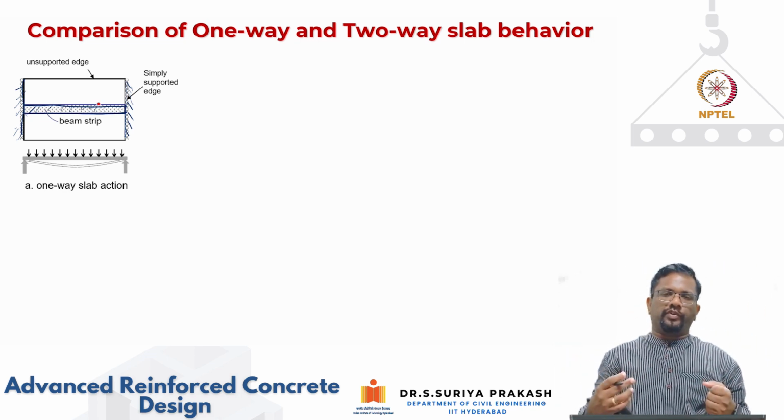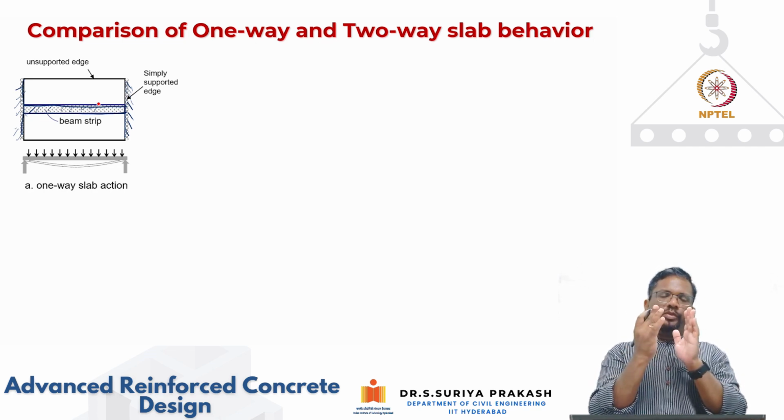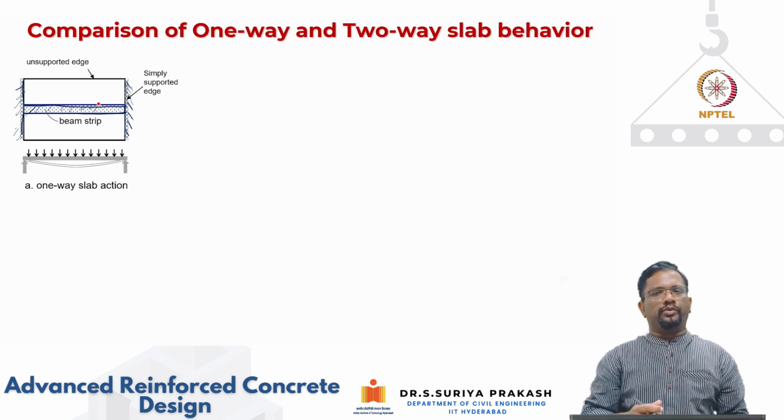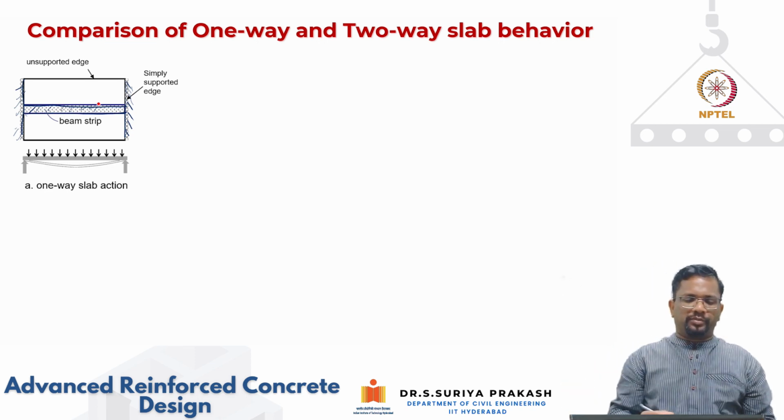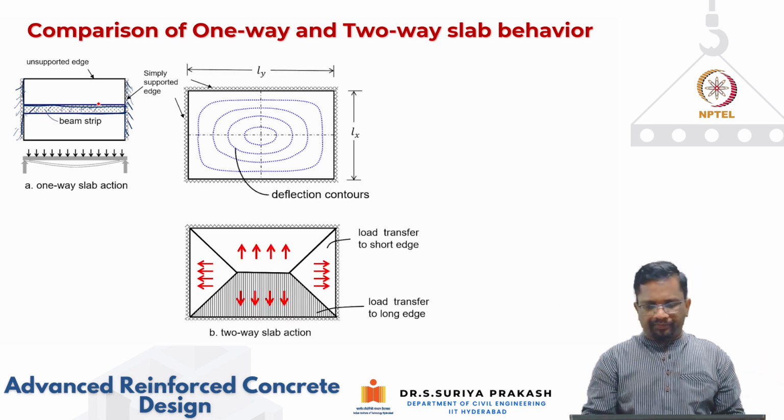So that's why for one-way slab, what we do is we take a strip of 1 meter width, and then you do it just like your beam, one-way continuous beam or a simply supported beam. So then this is basically your one-way slab action.